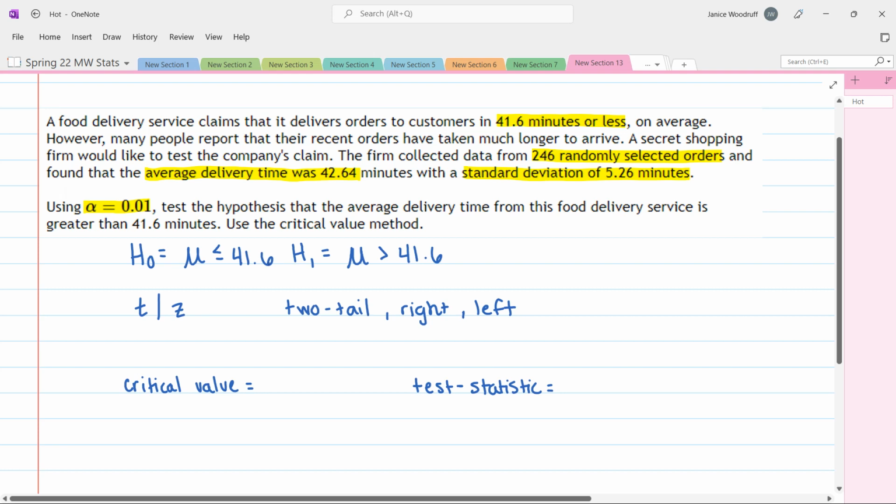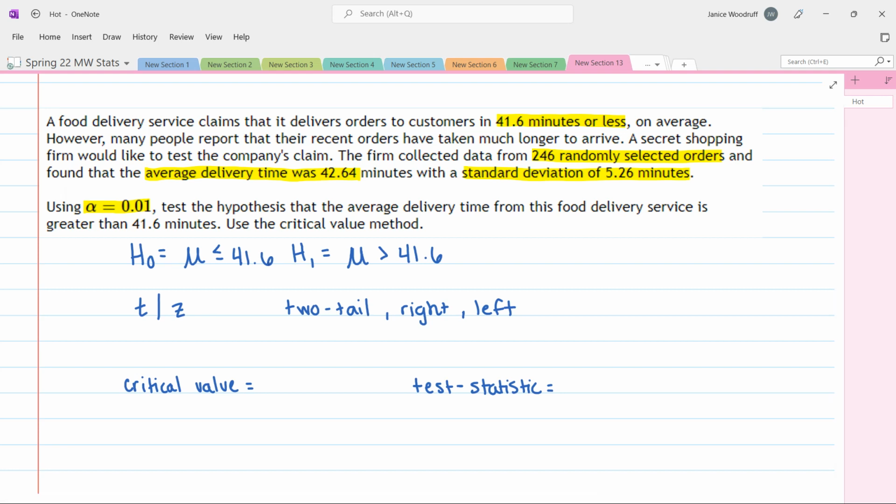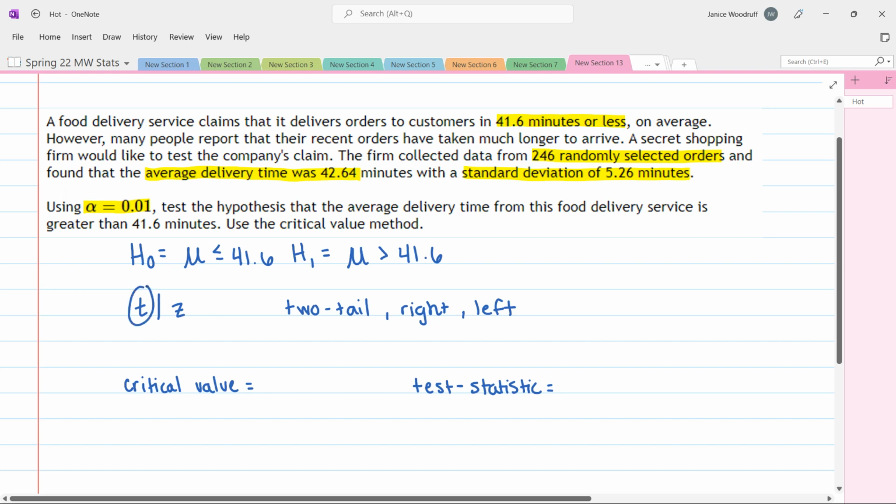Is this a T or a Z? T, good, given a sample standard deviation. And are we doing a two-tail, right-tail, or left-tail test? Very good. All right, let's find our critical value. That's our T value for this right-tail test.